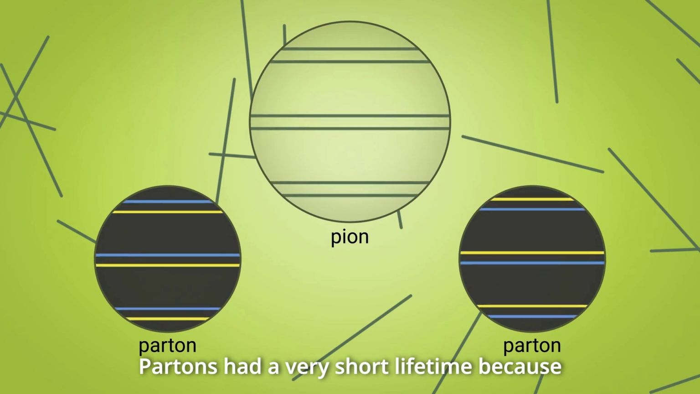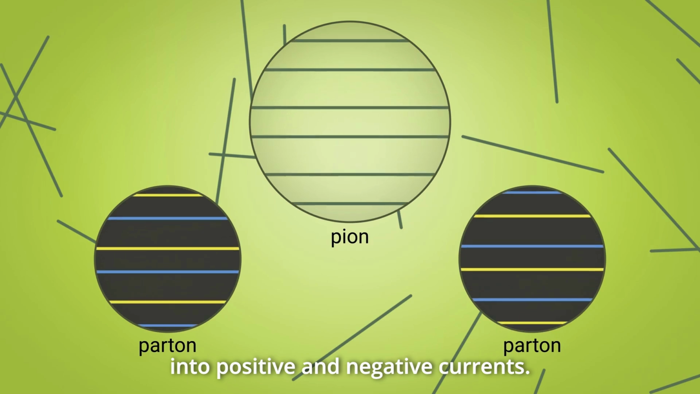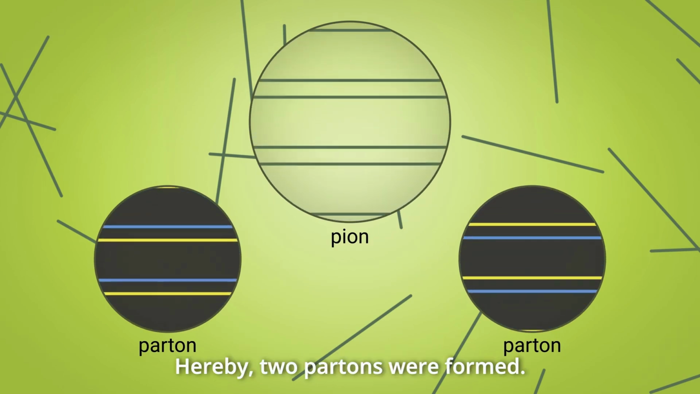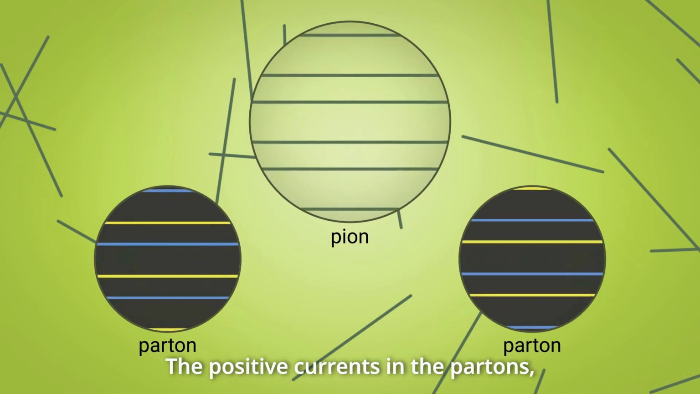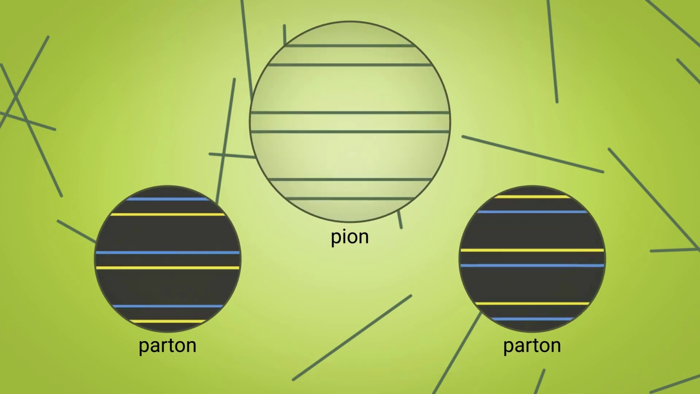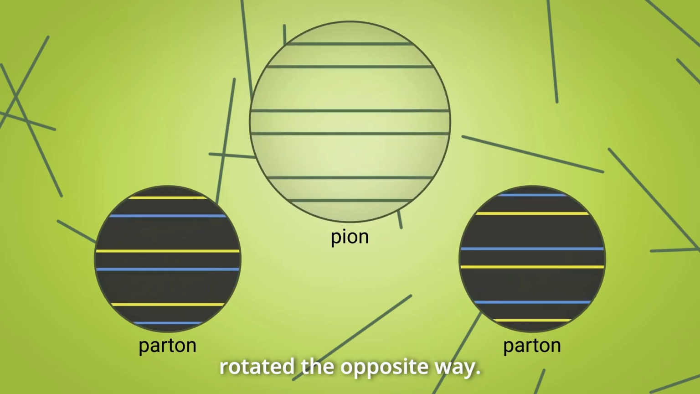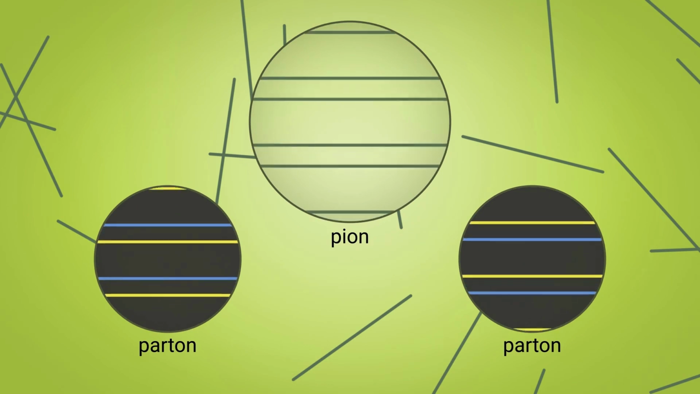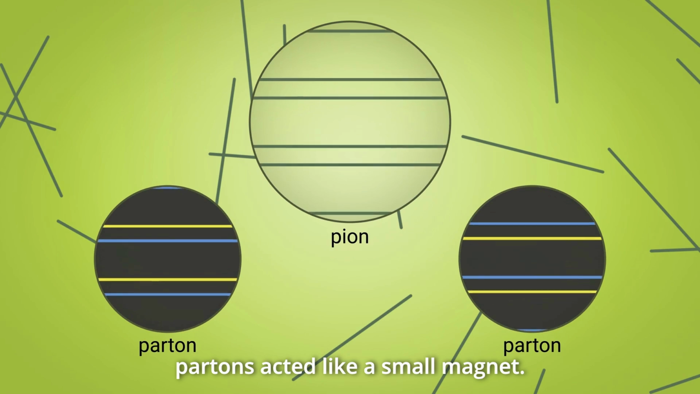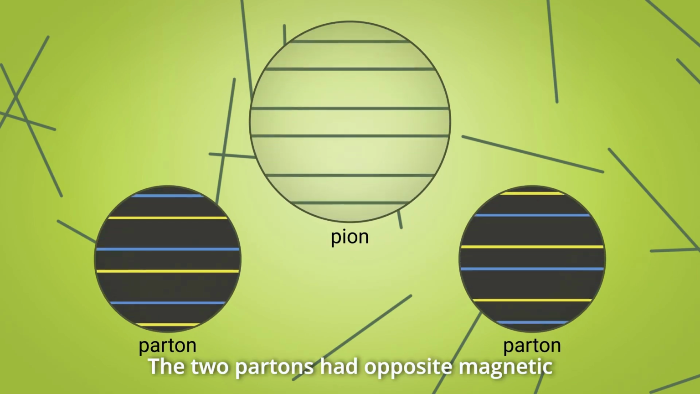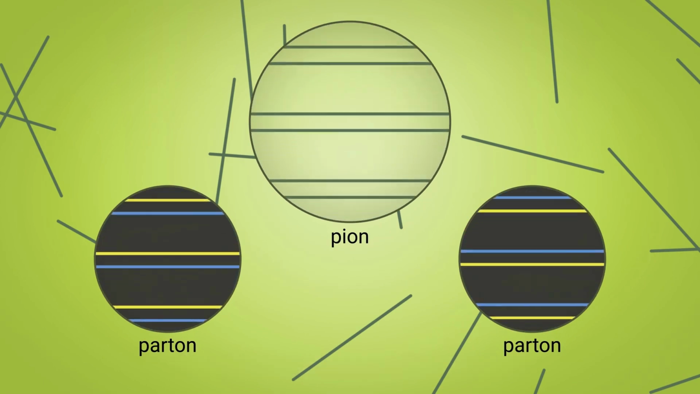Pions had a very short lifetime because the neutral currents within them could split into positive and negative currents. Hereby, 2 partons were formed. The positive current in the partons, marked here in yellow, rotated one way, and the negative current, marked in blue, rotated the opposite way. The rotating electric currents in the partons acted like a small magnet. The two partons had opposite magnetic directions and repelled each other.